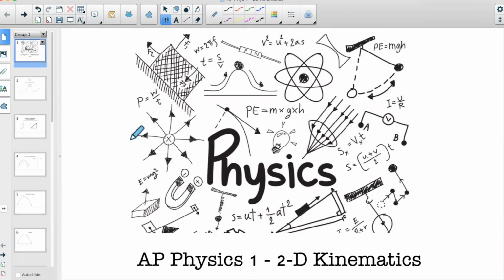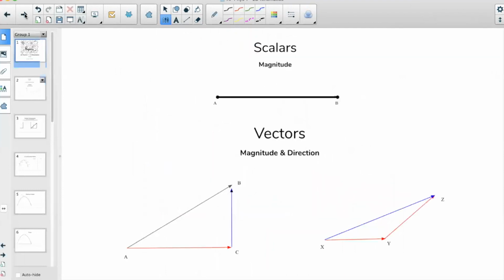And today we're going to be doing a lesson on 2D kinematics for all you AP Physics 1 students out there. And if you guys haven't already, make sure you do go back and watch our 1D kinematics video, because that contains a lot of useful information and a lot of useful foundations which will help you in this next video. So if you guys have already gone ahead and watched that, we'll get started on today's lesson.